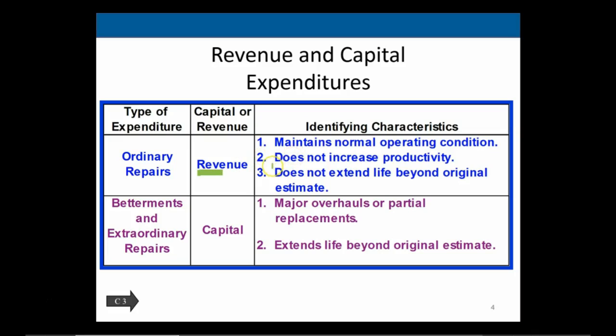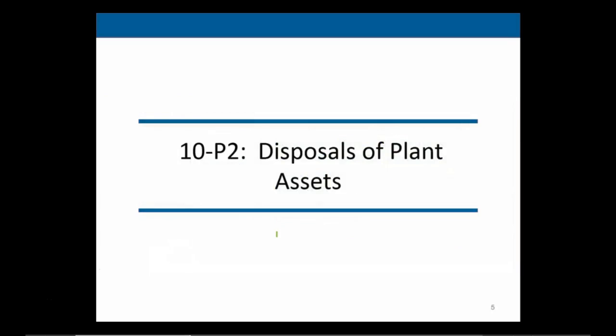So identifying characteristics: maintains normal operating condition, does not increase productivity, does not extend the life. If that's the case, we're just going to basically expense the future items. If, on the other hand, betterments and extraordinary repairs, then we'll capitalize it. So if there's a major overhaul or partial replacement, or if it extends the life beyond the original estimate, then we should generally capitalize it.